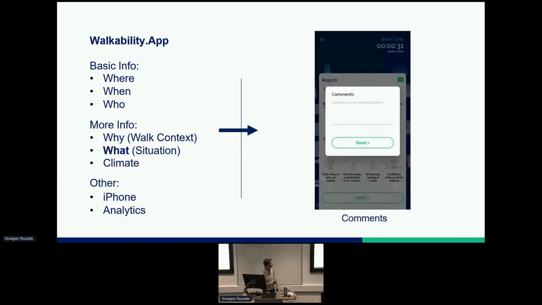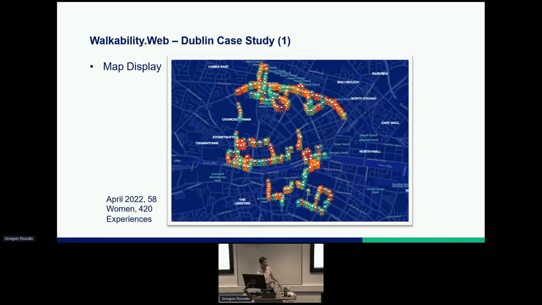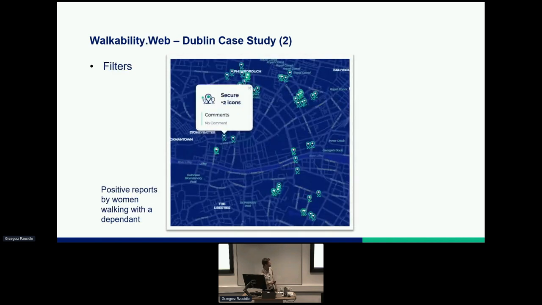So, but here we work now at an interface, a web application, which shows all the points yourself or maybe from others. So we think about different levels of access, and which allows then also to filter certain types of things. So we have here only positive reports by women walking with a dependent. And then I can click on things and see where is positive. And yeah. So that's the idea.